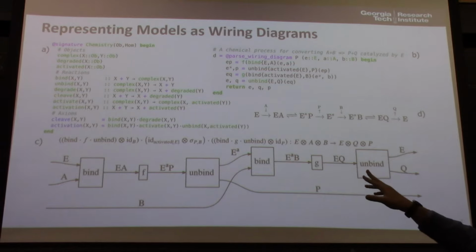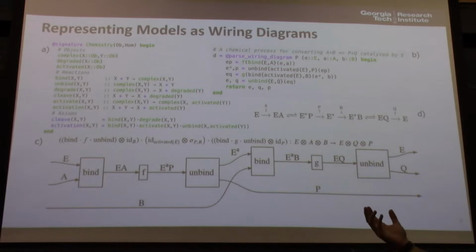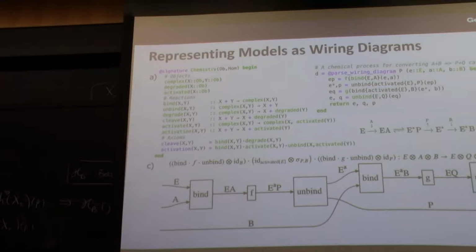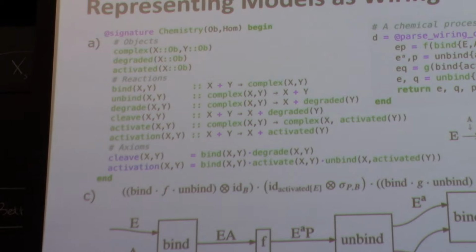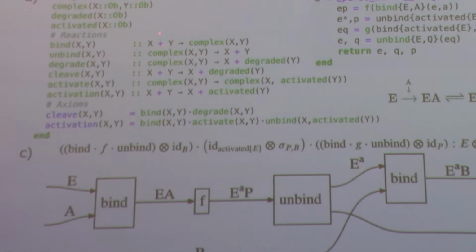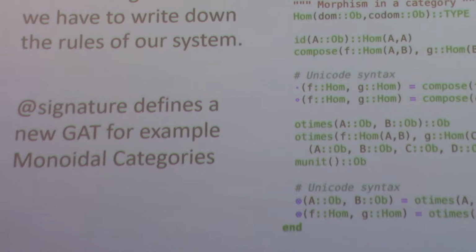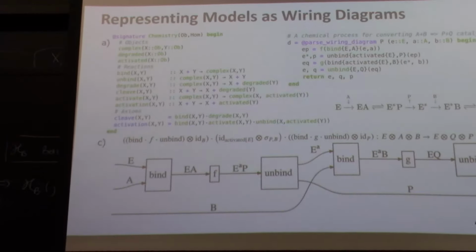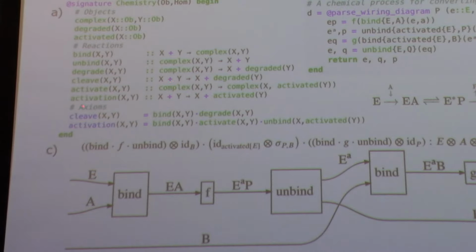So for any pair of objects x, y, I have an object called complex. For every object x, I have a degraded form. For every object x, I have an activated form. Then I have reactions like binding, which take an x and a y and create the complex xy. Unbinding takes the complex xy and produces an x and a y. And here the plus is the ⊗. I've cleaned up this notation for the slides, so it doesn't exactly match the real code that really works. But yes, you have binding, unbinding, degrading, cleaving, activating, activation.